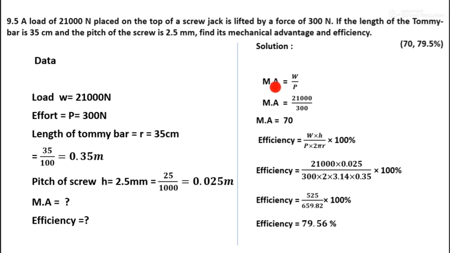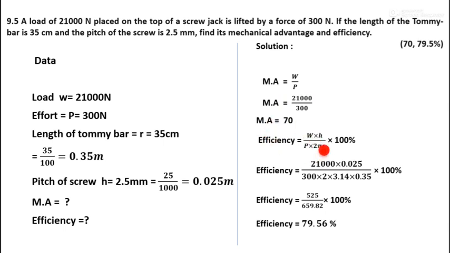Solution: mechanical advantage is equal to weight upon effort. So mechanical advantage, weight is equal to 21,000 divided by effort P, 300 Newton. Now when we divide both these quantities, it is equal to 70, the mechanical advantage. Now mechanical advantage has no unit because both are the same quantities, force and force. So Newton and Newton cancel each other. So mechanical advantage has no units.